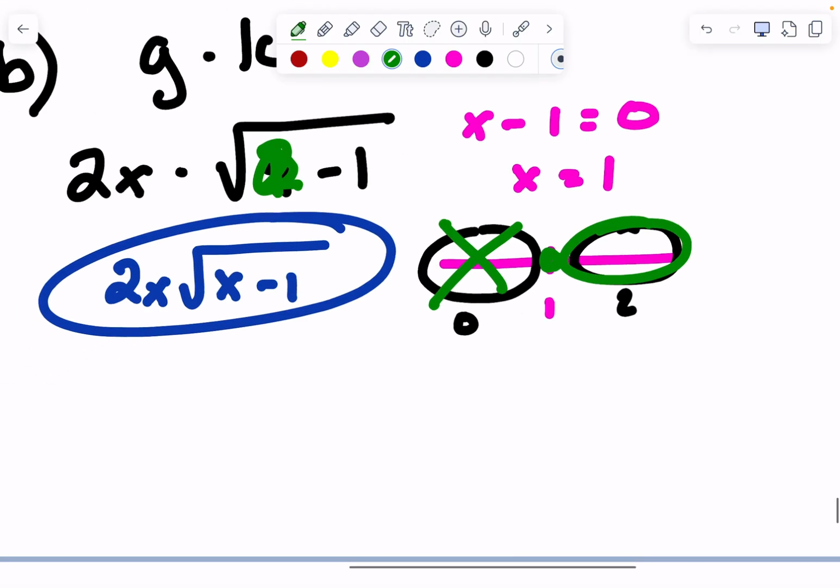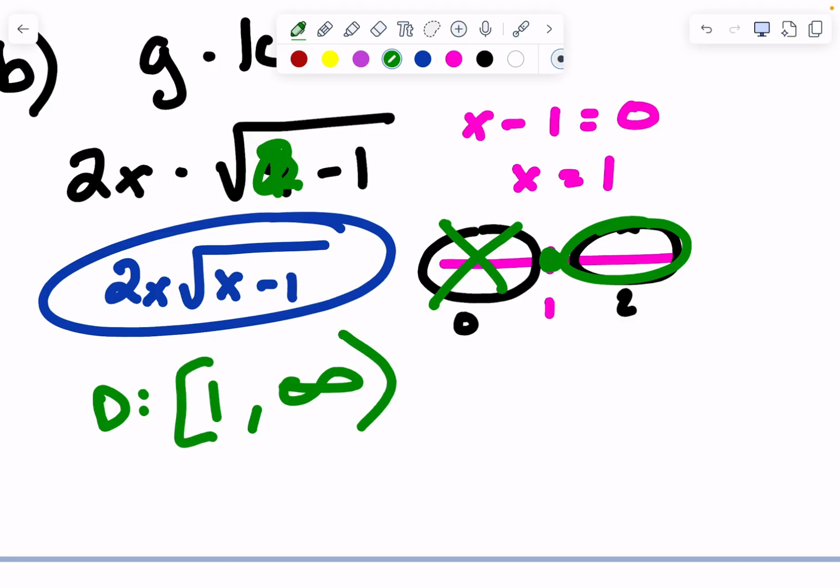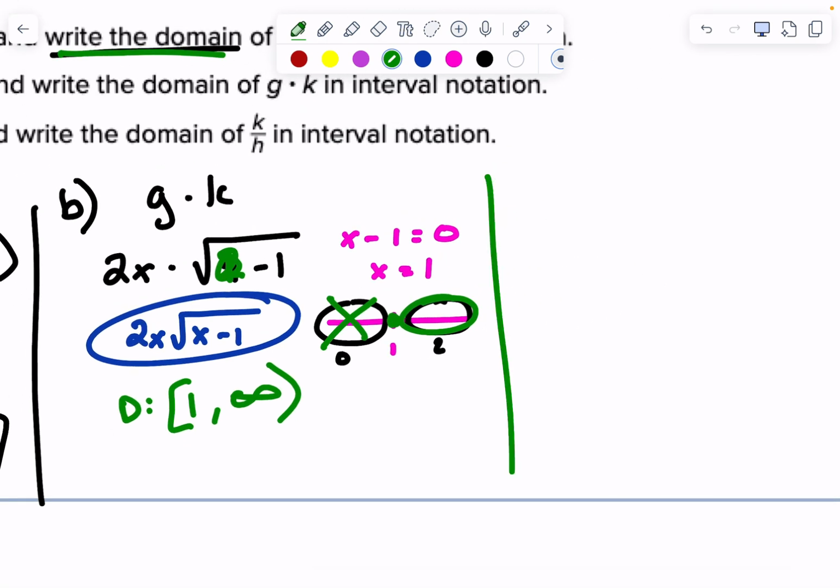So what's the domain? In interval notation, I can plug in 1 to infinity, and it's a bracket because I can plug 1 in. That was really super fast. Was that too fast? Was that okay? That makes sense, right? Okay, that's B.